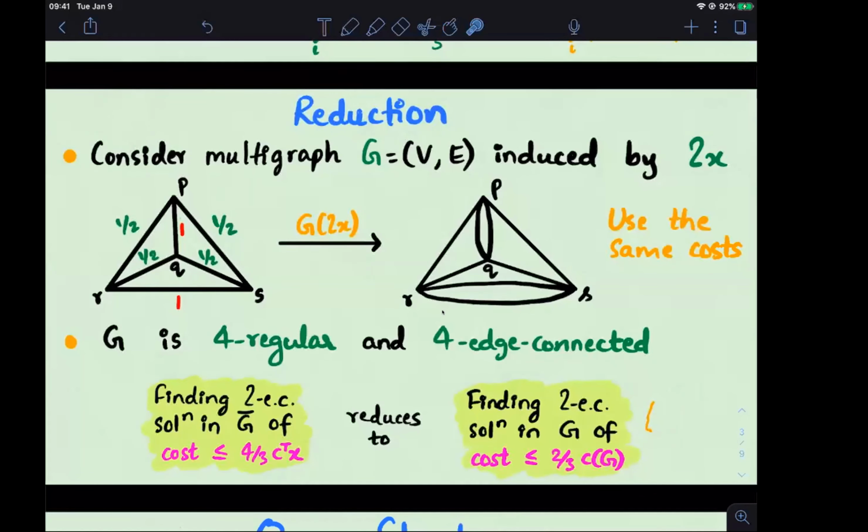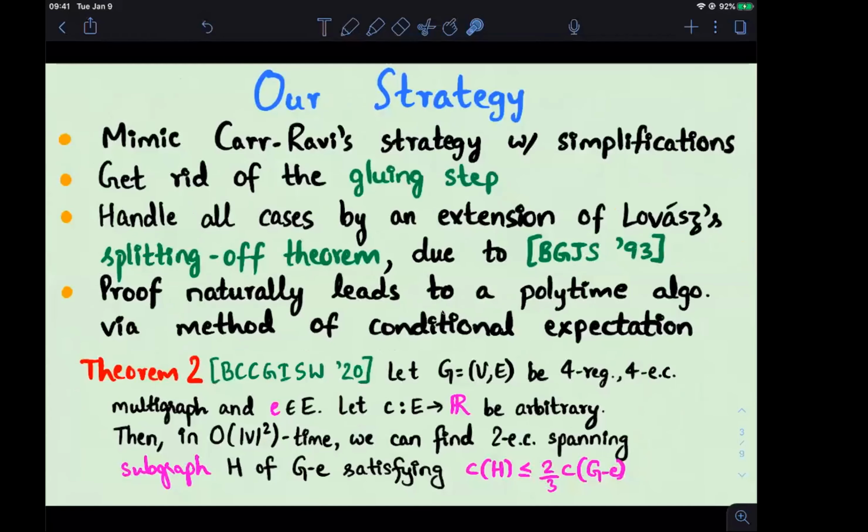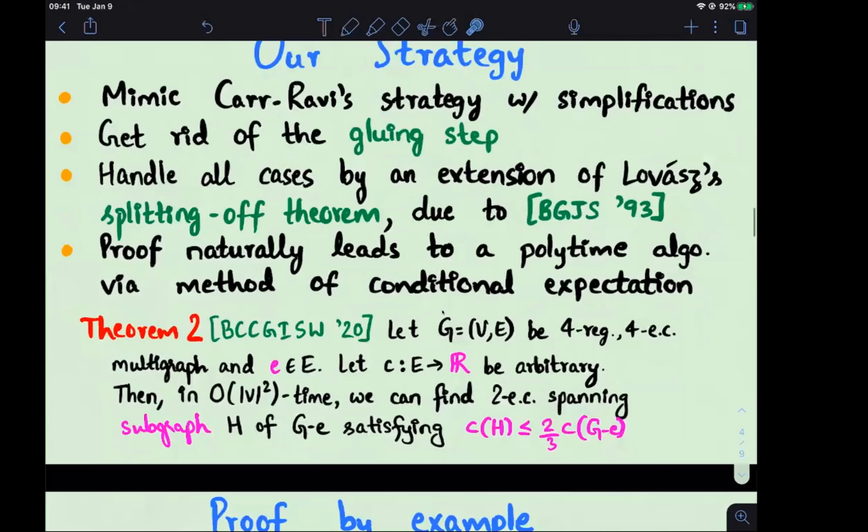Our high level strategy is as follows. We mimic Carr and Ravi's proof strategy with some simplifications. We get rid of their gluing step and we handle all remaining cases by using an extension of Lovász's splitting off theorem. And this is due to Bang-Jensen et al. Our proof naturally leads to a polytime algorithm via the method of conditional expectation. This is another main theorem in our work.